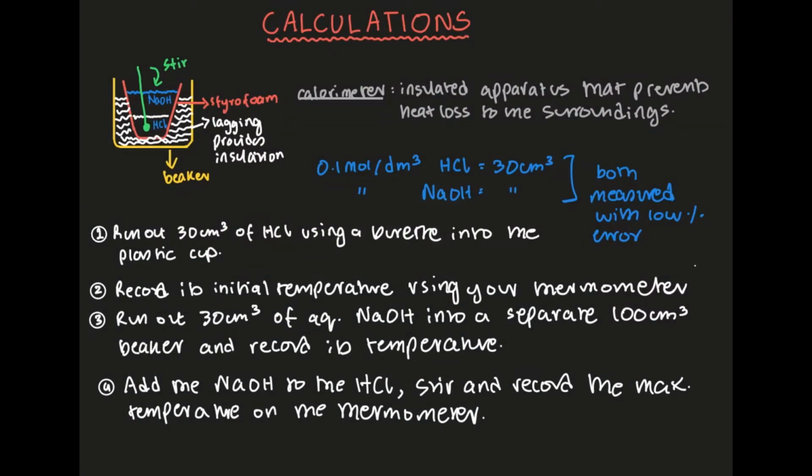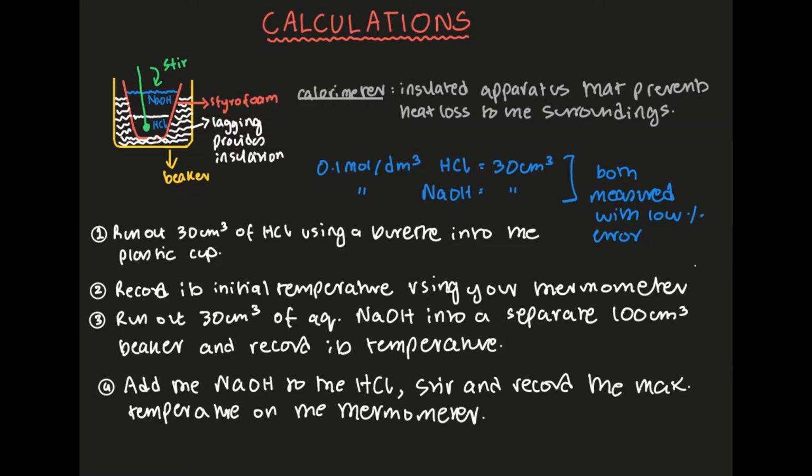Hi guys, today we're going to be discussing calculations and enthalpy changes, and the apparatus you see on the screen over here is called a calorimeter. Now this is an insulated apparatus that prevents heat loss to the surroundings, and one feature that does that is this lagging that you see over here in white that's in this beaker.